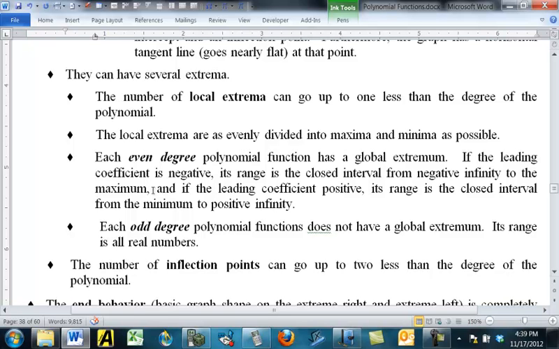Each odd degree polynomial does not have a global extremum. Its range is all real numbers. But of course it could have possibly several local extrema. The number of inflection points can go up to 2 less than the degree of the polynomial.